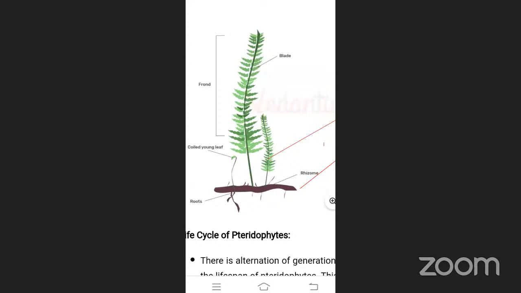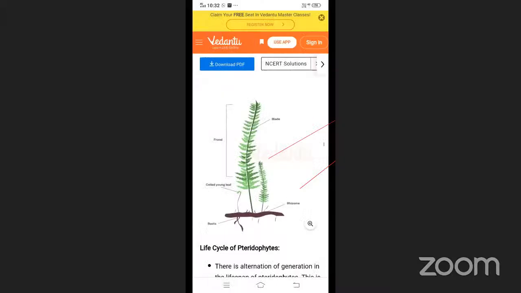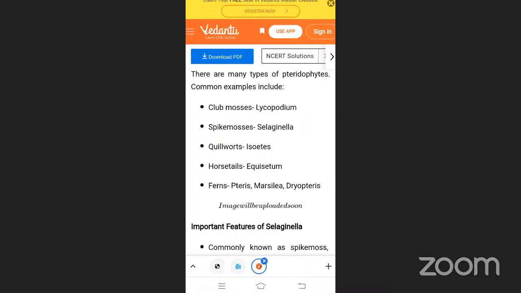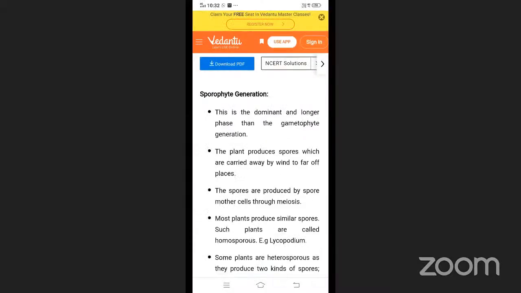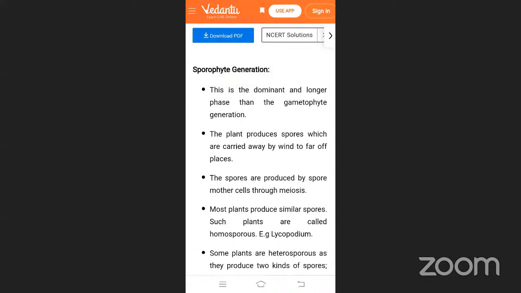So next one is the life cycle. Here the heteromorphic alternation of generation is there. Heteromorphic alternation of generation means two distinct phases are there, the sporophytic phase and the gametophytic phase.